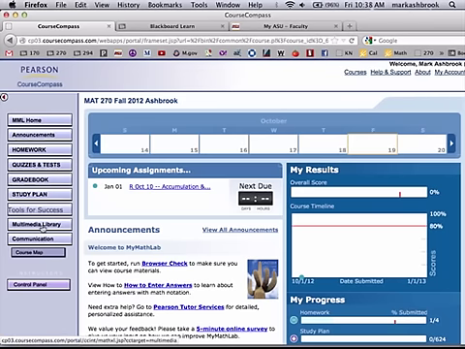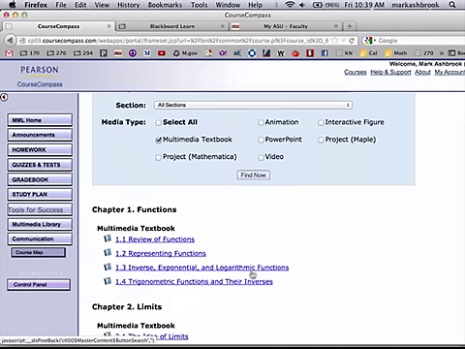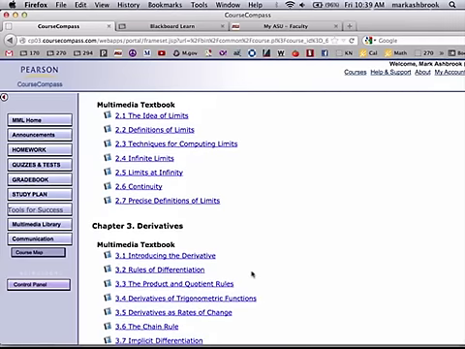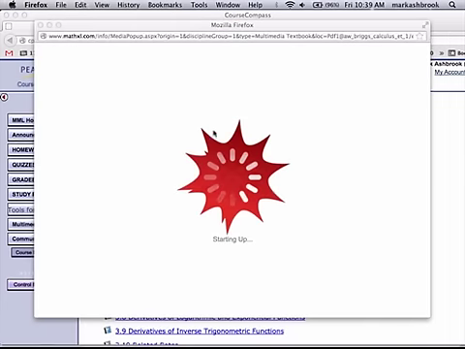Over here on the left, on the home page, it says Multimedia Library. Just click on that. Click Multimedia Textbook, and then Find Now. And then it comes up with links for every section. You're going to be in 3.2. When you click on the section, it uses this.